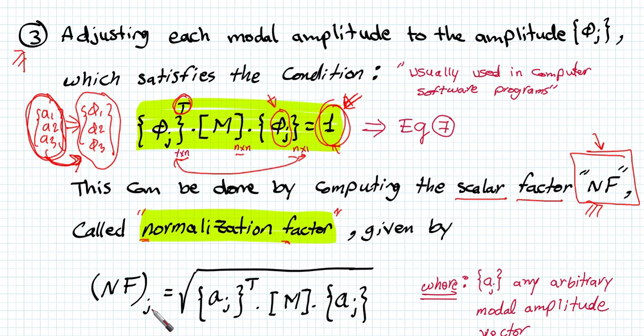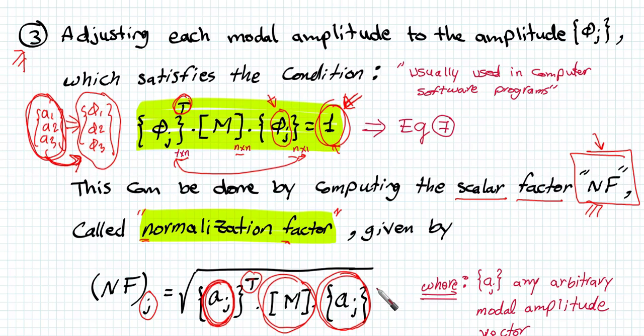So NF_j, for mode shape j, equals the square root of this dot product: the mode shape vector transpose times the mass matrix, dot the mode shape vector. All of them are going to be under the radical.